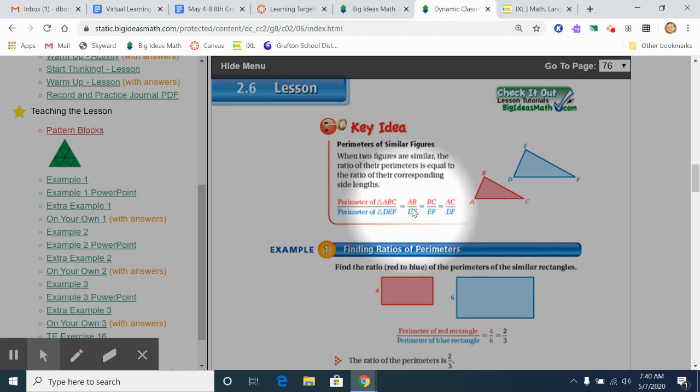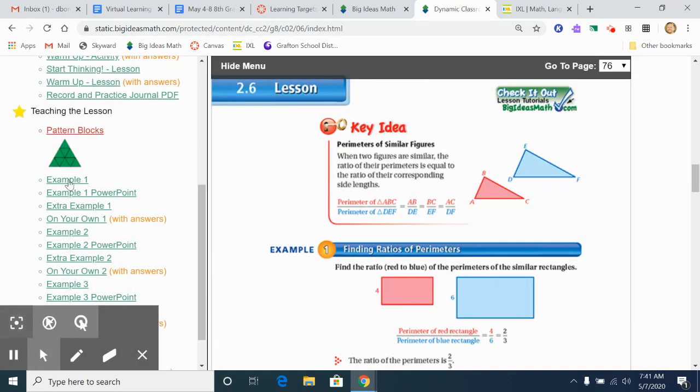So AB's side length over DE is going to be equivalent to the perimeters ratio of this triangle. And then the same thing with the rest of these. BC, if we took this number, whatever it would be, and put it over this number, is equal to the perimeters ratio. And then same with AC and DF. So let's look at what that looks like when we have actual numbers in there.